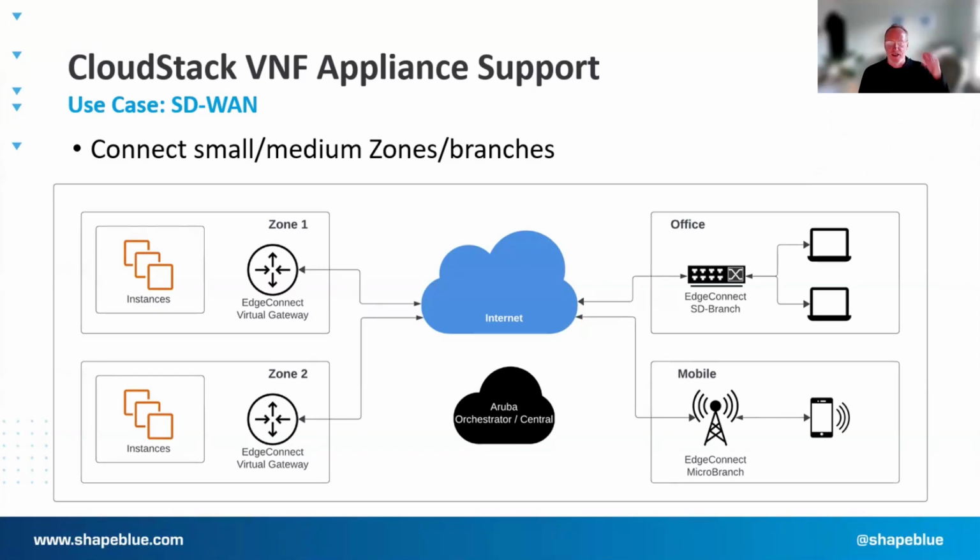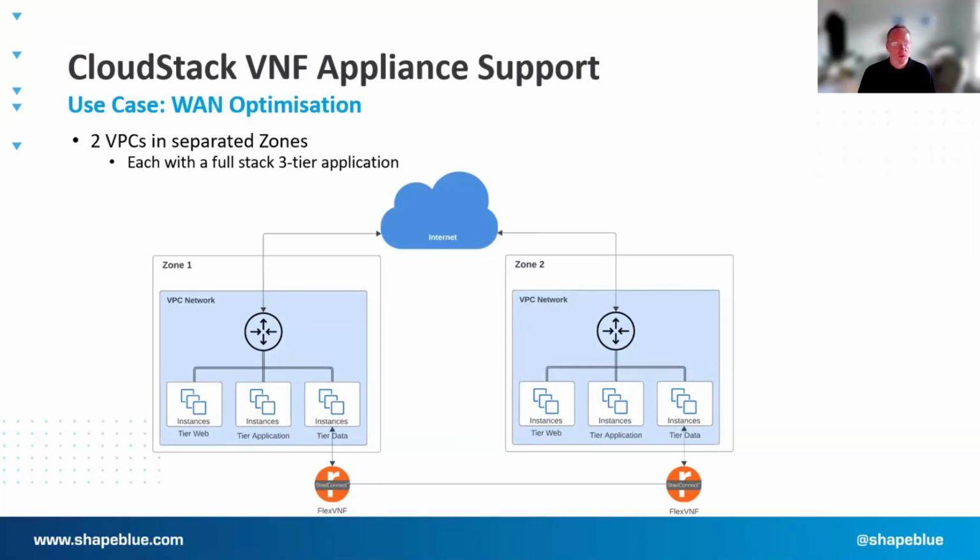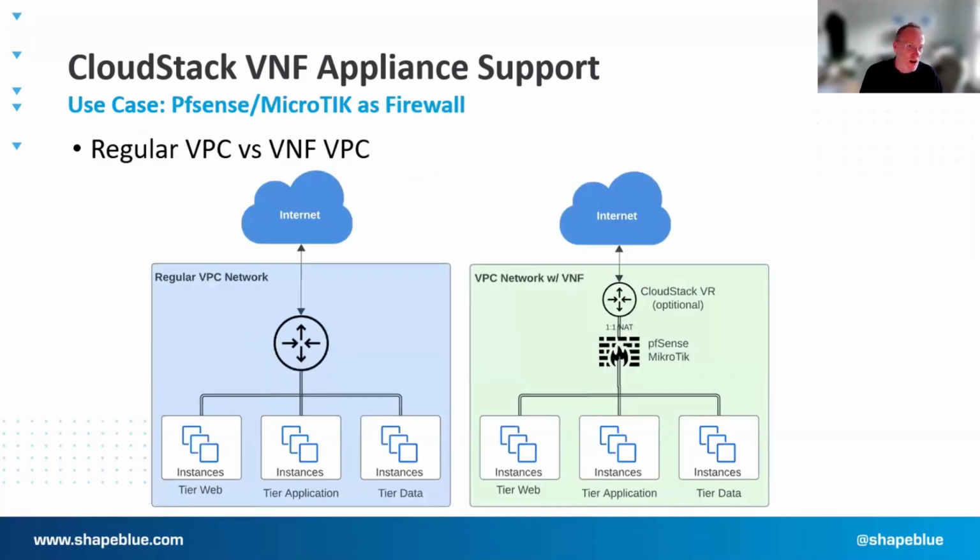If you're connecting branch zones, that sort of thing, you might want to use SD-WAN devices to support SD-WAN. WAN optimization. These are all things that the CloudStack virtual router can't do, right? So you need a VNF to do those. And now you can deploy those VNFs directly in CloudStack using pfSense or MikroTik firewalls, Cisco ASA firewalls. This might be for compliance reasons, right? So you've got a tenant in your cloud who for some regulatory reason has to use a Cisco ASA because they have to tick a box with some government authority. You can now set up a VNF appliance template, Cisco ASA, and users can deploy that in your CloudStack environment.